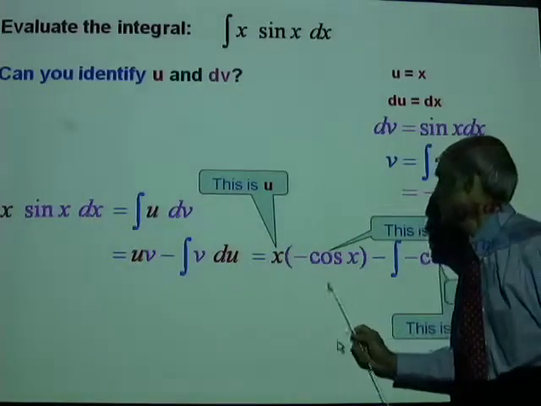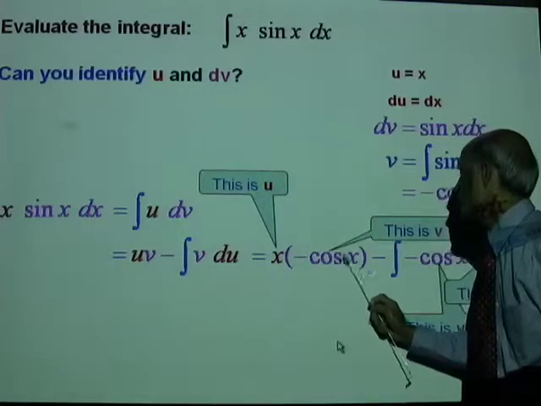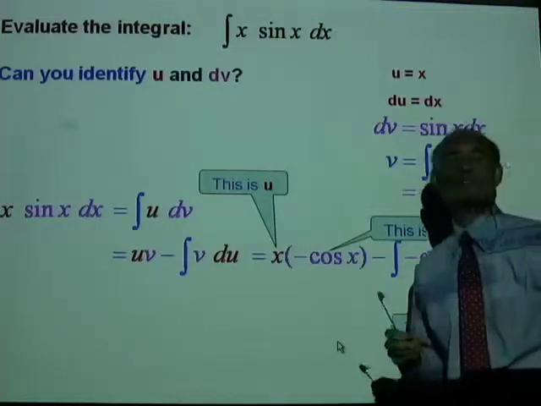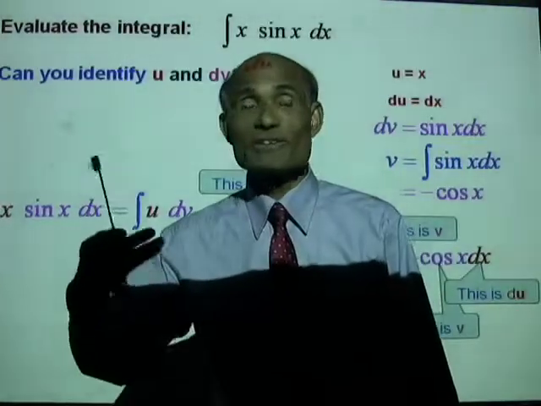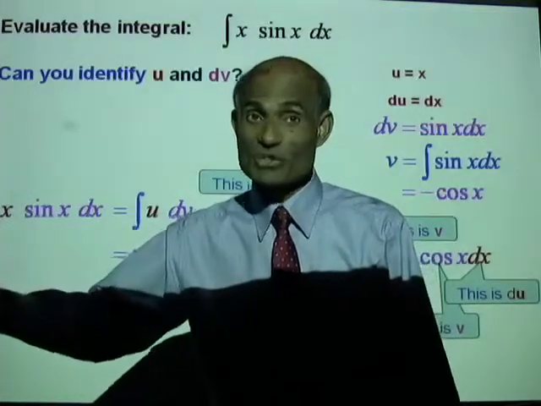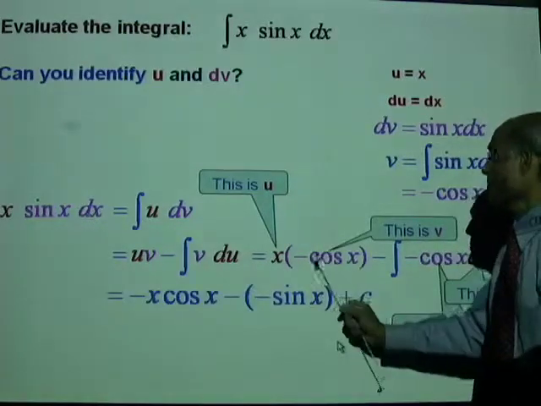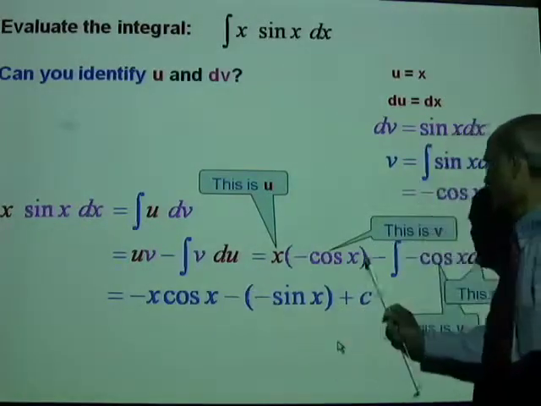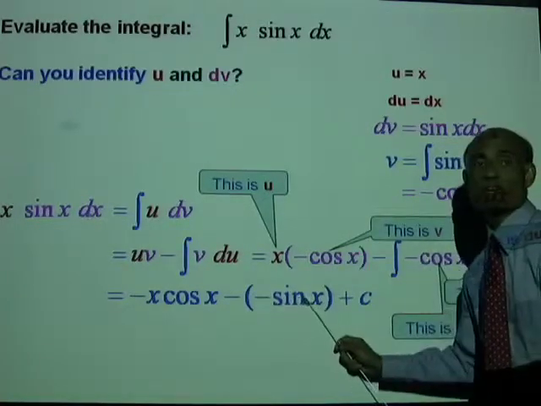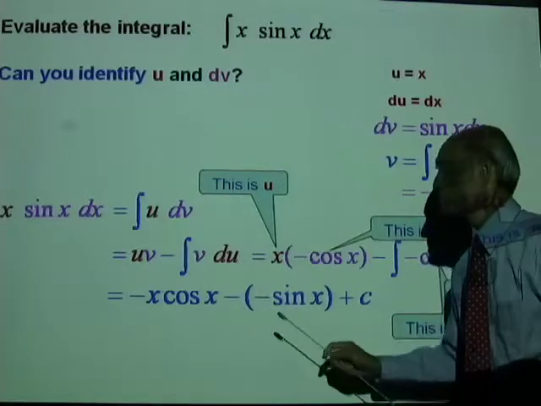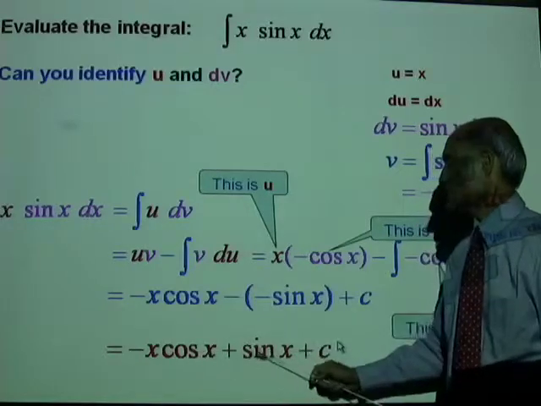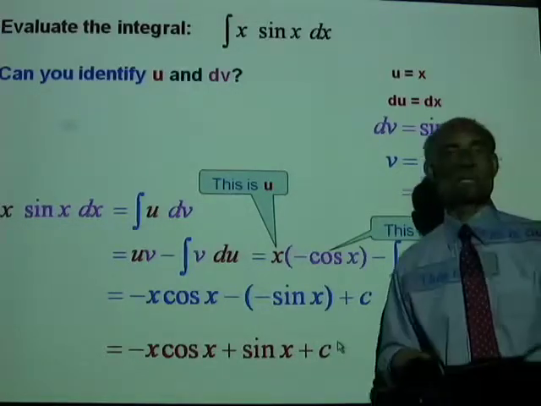And what does this give you? This will be negative x cos x minus, what is the integral of negative cos x dx? The integral of cos x is sine x. The integral of negative cos x is negative sine x. Alright, so that will be negative x cos x minus, the integral of negative cos x dx is negative sine x. And now the two negatives become positive, so your answer is negative x cos x plus sin x plus c.